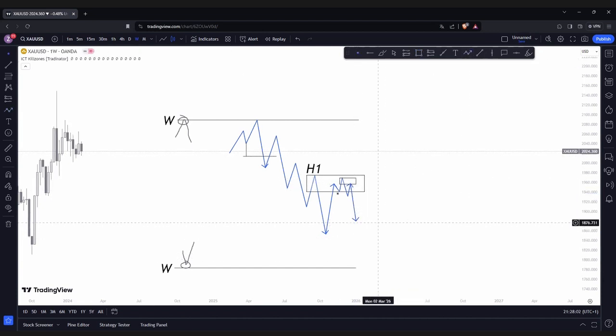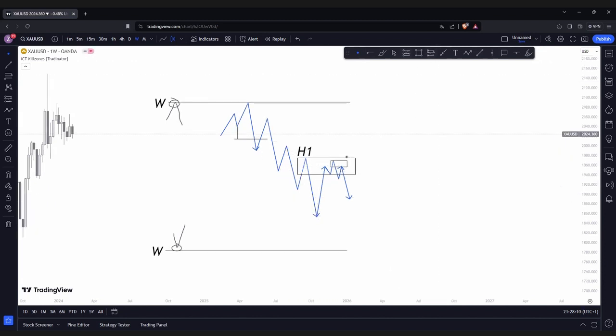Okay. Where is your TP? Your TP is one time frame higher engulf. So let's say this is an H1 bearish engulf. You're going to look for an H4 bullish engulf right here, and that is your TP. Okay.